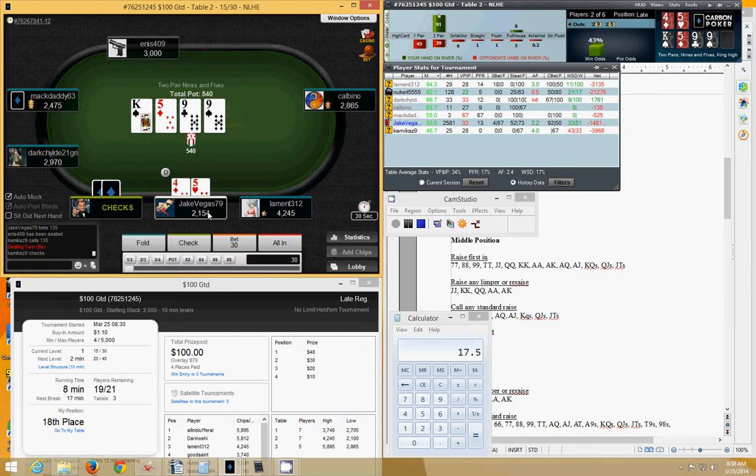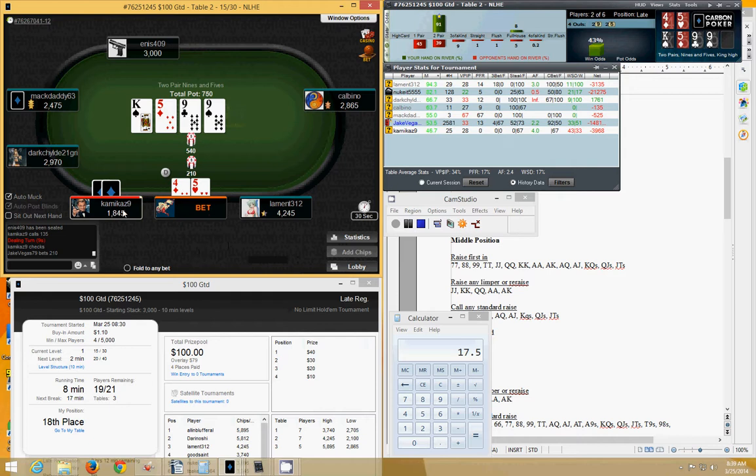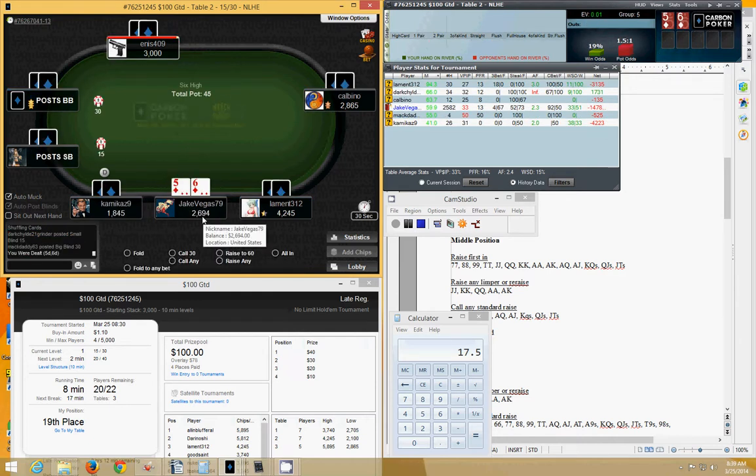So here we are in the big blind with 4-5. We've got a small pair. I like to keep up the aggression here. It was checked to me on the flop, and aggression pays off. We take down a small pot there.